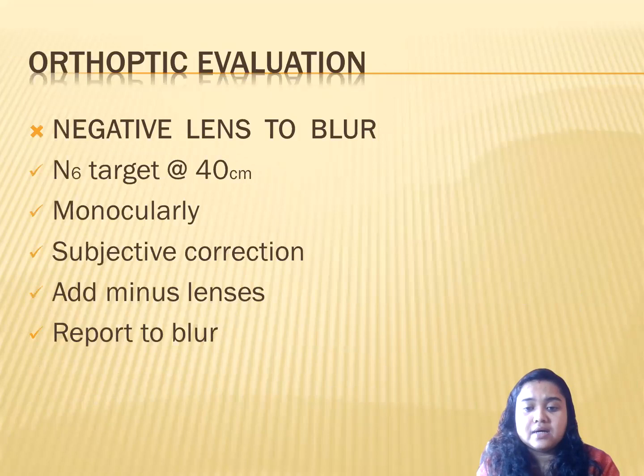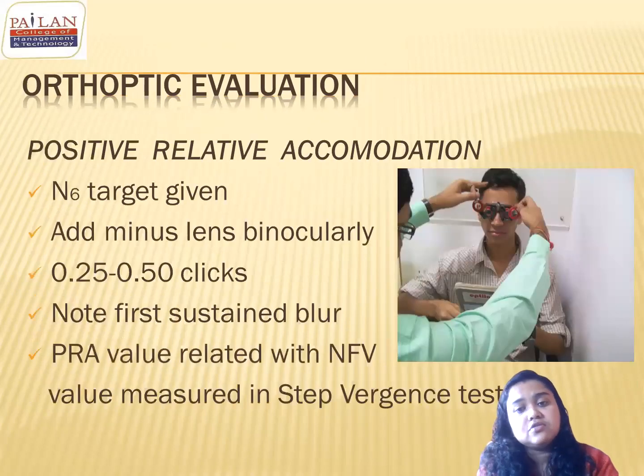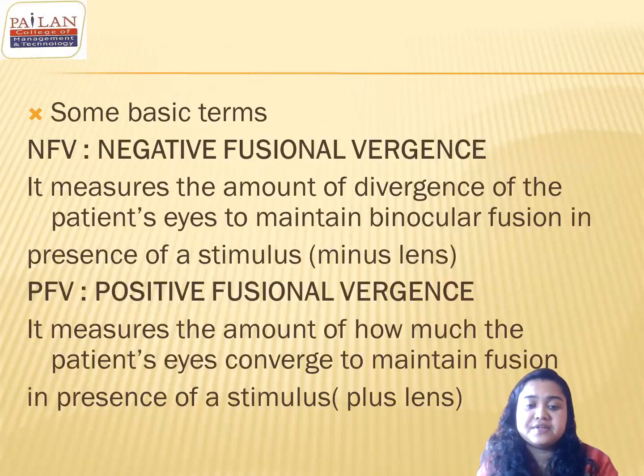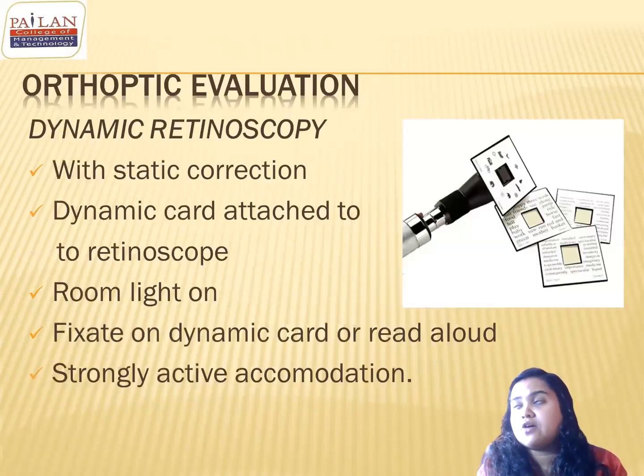Also, we can do the accommodative facility testing to find out whether there is any accommodative infacility. For accommodative excess, there will be ocular signs: the amplitude of accommodation may be higher, the positive relative accommodation may be higher, the NRA value may be low, and there may be a lead of accommodation in dynamic retinoscopy, right? So these may be the signs for accommodative excess.